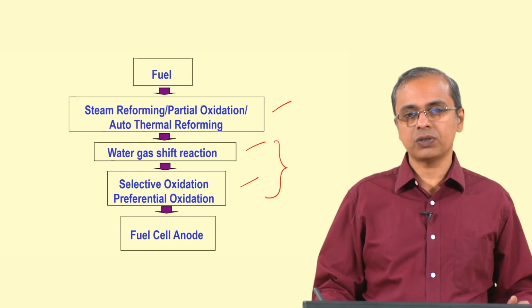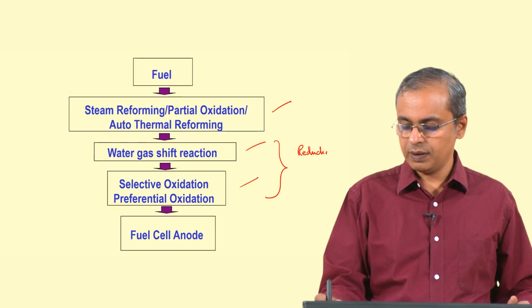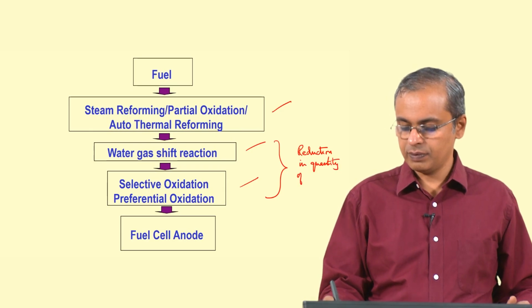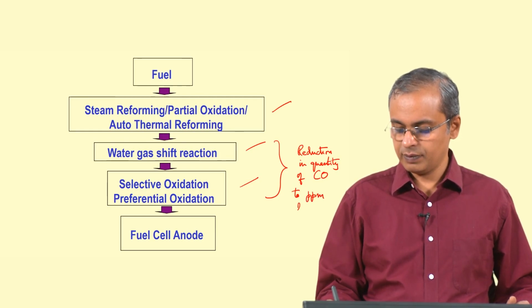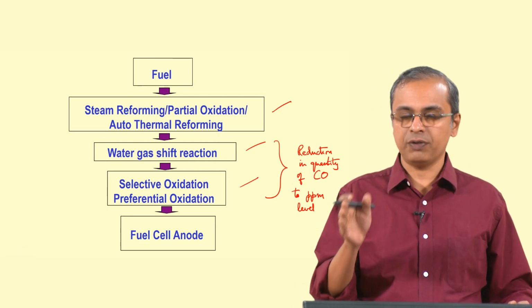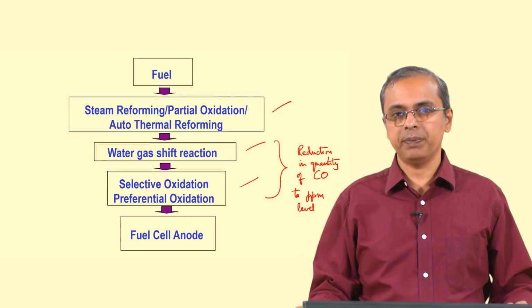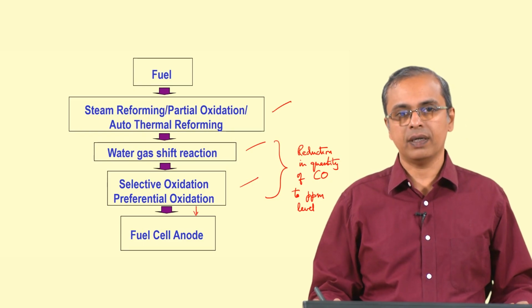Both of these are focused on reduction in the quantity of CO to the ppm level. That is the critical thing, to drop it to the ppm level, not the percentage level. You could have it at percentage level coming off the reformer, but that is not acceptable. You have to drop it into the ppm level, and once you do that, you can send that into the anode, which is basically what we would do.